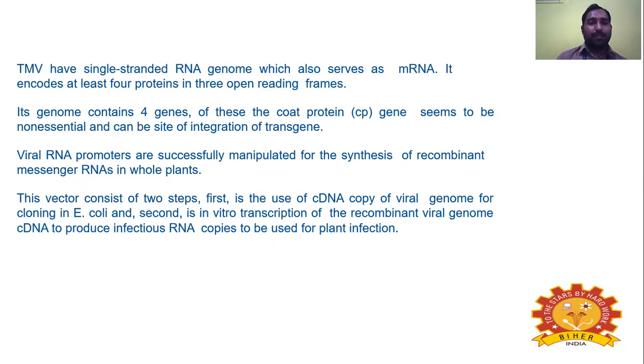And this vector consists of 2 steps. One is the use of a cDNA copy of the viral genome, which will be cloned in E. coli cells, and the second one is used in the in vitro transcription of the recombinant viral genome. This will transcribe the cDNA to produce infectious RNA copies in the plant.